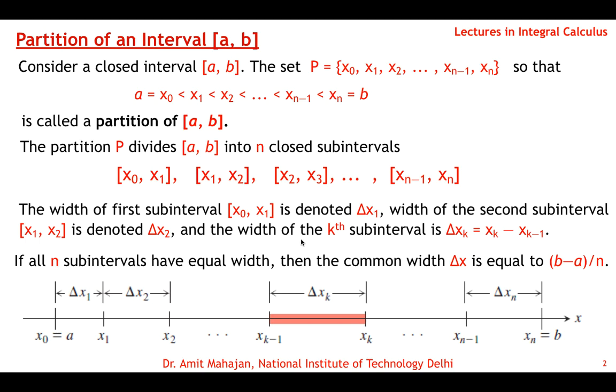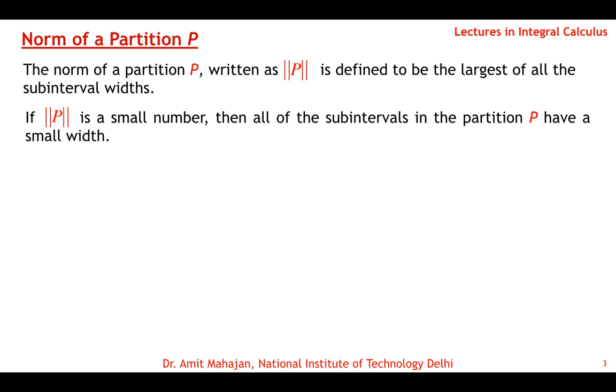The second definition that we need is the norm of a partition. The norm of a partition P, written as norm P, that is P between two vertical lines on each side, is defined to be the largest of all the subinterval widths.